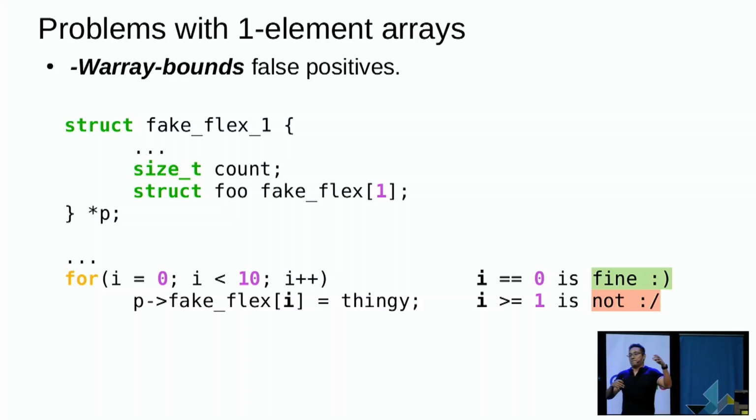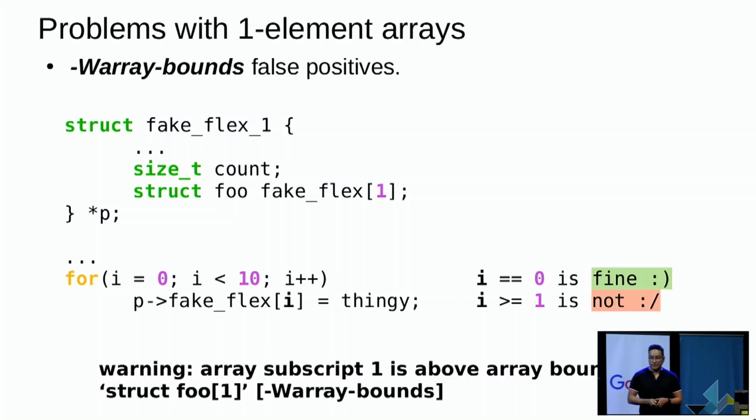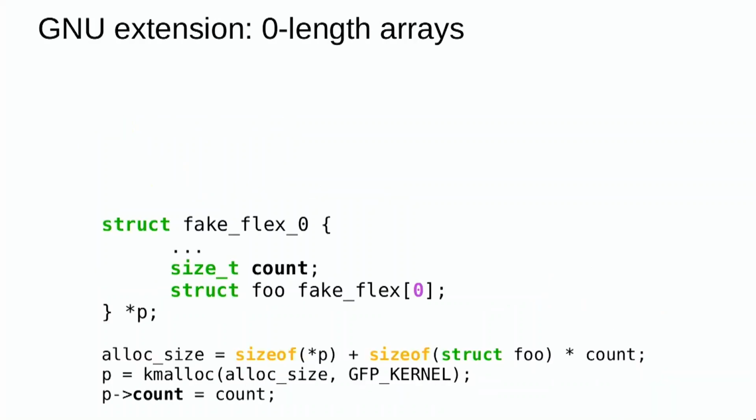So developers are going to try to access this array through an index greater than 0. That's going to be an issue. That's a bug, and we've been fixing a lot of this in the kernel. If you happen to run into this problem, that's the warning that you are going to see.